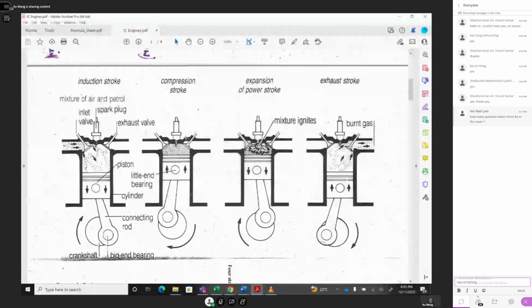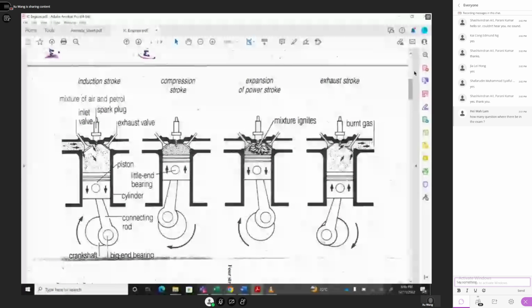Induction stroke, compression stroke. After this, the piston goes to the top center, and then the mixture has ignition. Spark plug ignition. Ignition makes combustion. Combustion will push this piston down. This is the power stroke. After reaching the bottom center, the piston moves up, and at this time the exhaust valve opens and pushes the exhaust gas out. It's called the exhaust stroke. So you have an induction stroke, compression stroke, expansion or power stroke, and also an exhaust stroke. That is the 4-stroke engine.